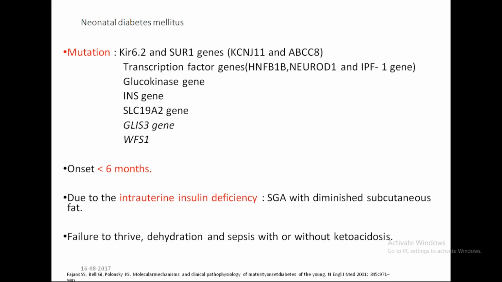Then neonatal diabetes, it is usually mutations of KIR6.2 and sulfonylurea receptor channels. It is a transcription factor gene. The glucokinase gene can be affected, and less than 6 months is the onset. And due to intrauterine insulin deficiency, the baby can be small for gestational age with diminished subcutaneous fat. They have failure to thrive and dehydration and sepsis, with or without diabetic ketoacidosis.